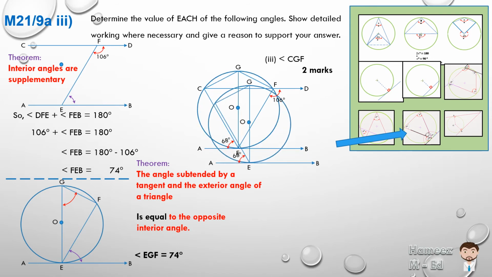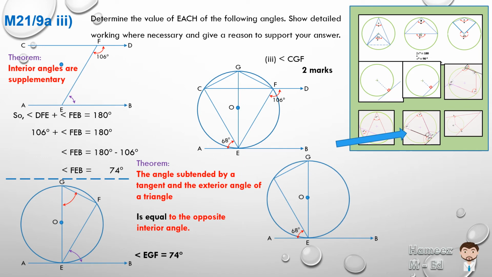So if we extract that again, the angle 68 degrees, which is the angle subtended by the tangent and the exterior angle, is equal to the opposite interior angle. So up on top in purple will be 68 degrees as well. So angle CGE is equal to 68 degrees as well.